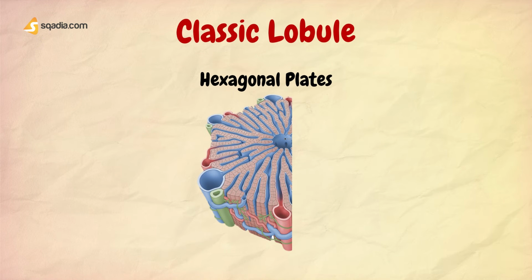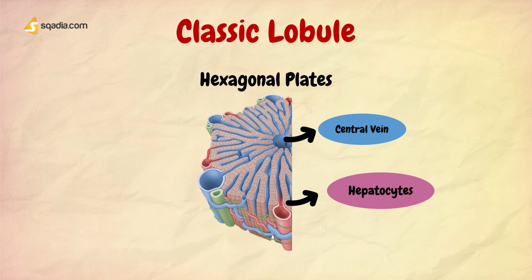So, talking more about the classic or hepatic lobules. These consist of hexagonal plates, and in this image of a lobule, we can see that we have a central vein which is present in the center of the hepatic lobule, and on the sides, we have a huge network of hepatocytes.